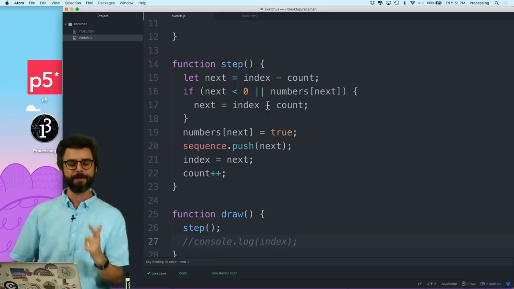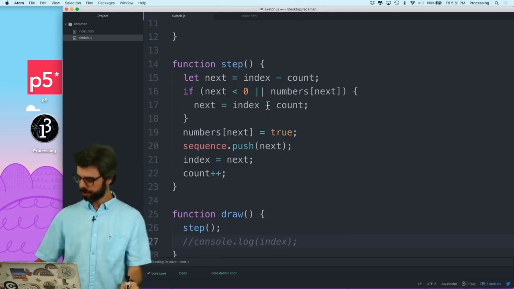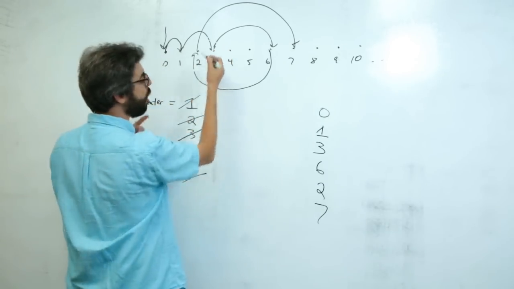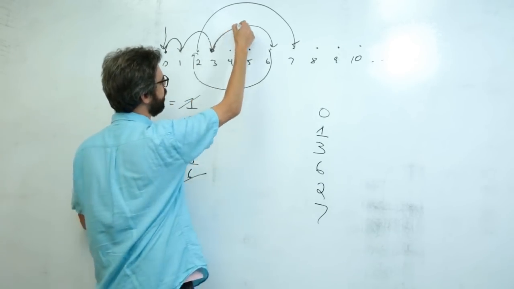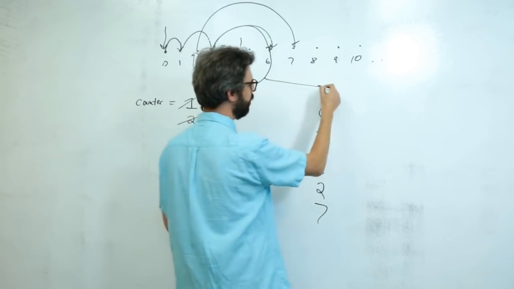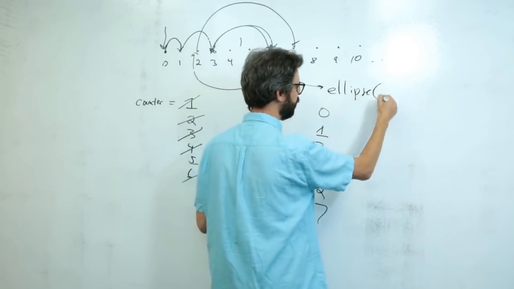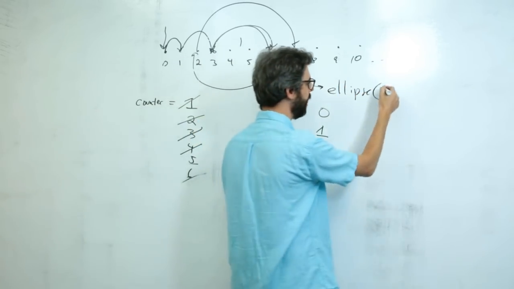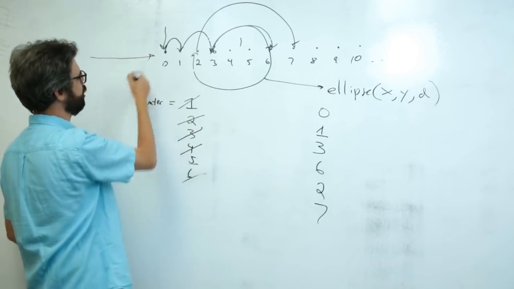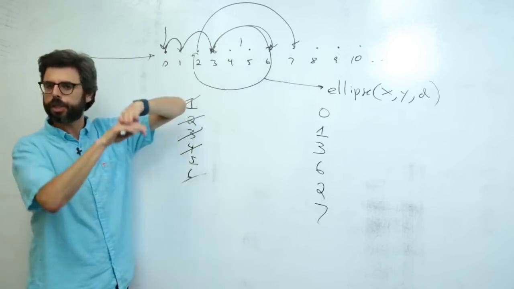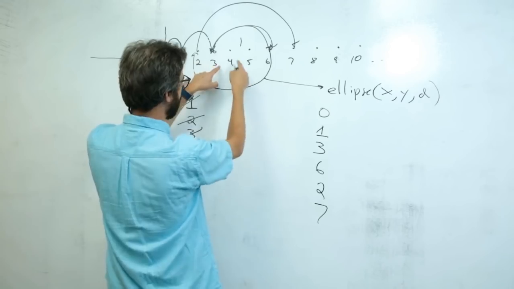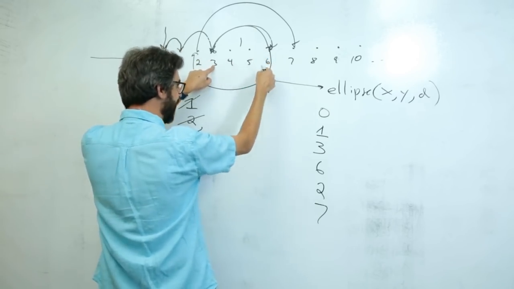Now, each time I need to draw, right? What I want to do is draw an ellipse. Actually, let's say I'm trying to draw an arc, this one here between 3 and 6. Well, I know that I could use the ellipse function. I need an x, a y, and a diameter. So the y is going to be fixed. I'm going to plot this on basically a horizontal number line. The x is going to be the 4.5, the start plus the end divided by 2, right?